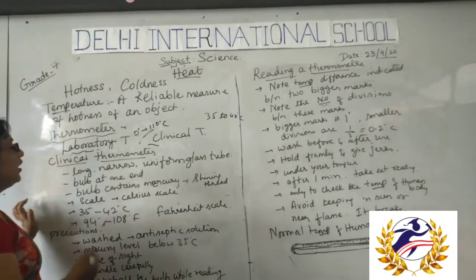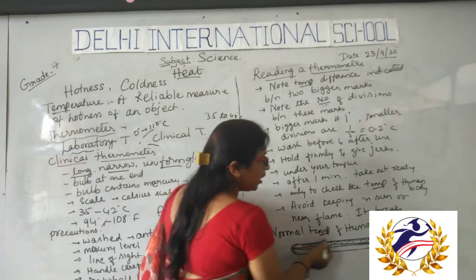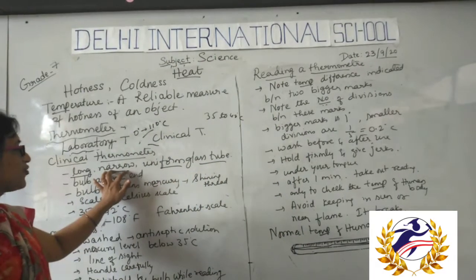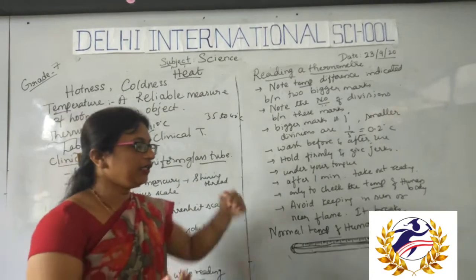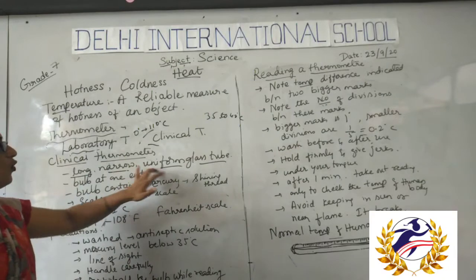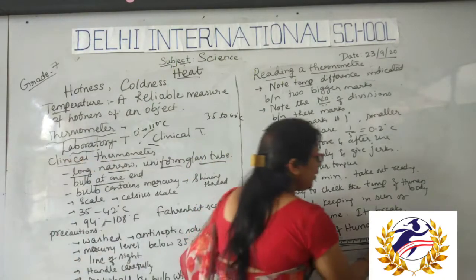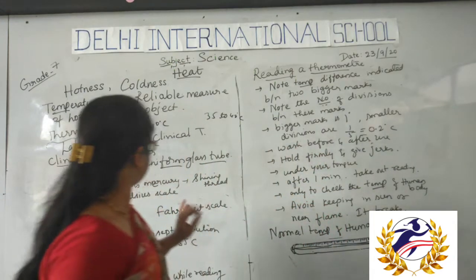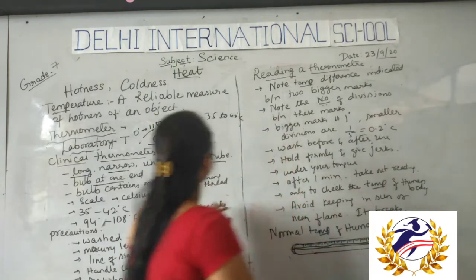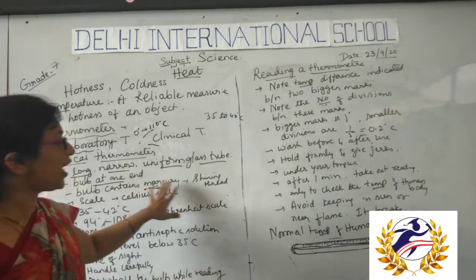The clinical thermometer is a long, narrow, uniform glass tube. That means it is not curved like this, it is a straight, narrow, long, uniform glass tube. It has a bulb at one end. That bulb contains the mercury. Mercury is a shining liquid.